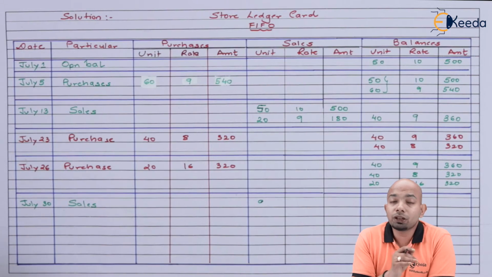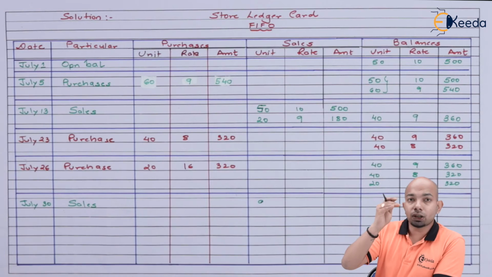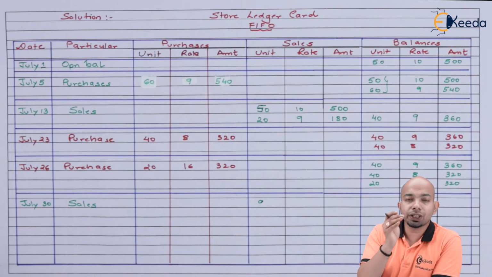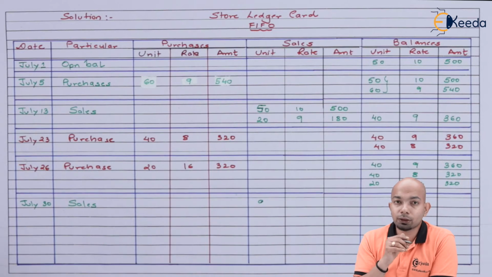Now we'll start with figuring out how many units are supposed to be sold out. So if you see, the balance is 40, 40 and 20 that we have. So 40 and 40 is anyway gone. Out of 20, we have to use only 10 here. So let's start with that.